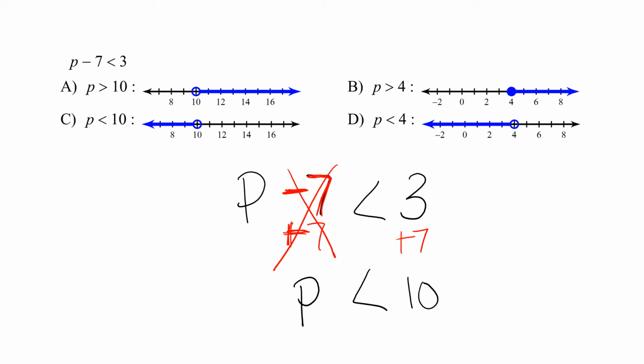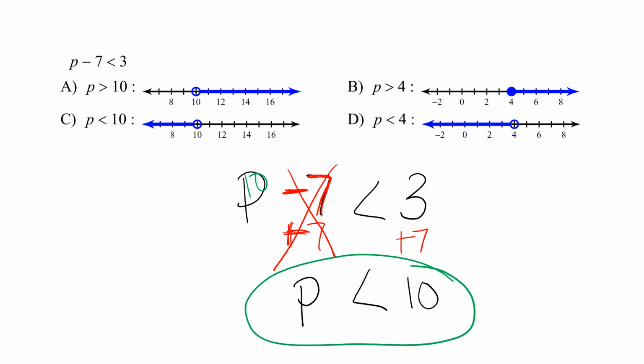So now I know what type of numbers will make this inequality true: any number that is less than 10. Now let's plug in our answer and look at why 10 won't work. 10 minus 7 is 3, that's not less than 3, so 10 won't work. Any number that's less than 10 is going to work. For example, 9. 9 minus 7 is 2, and 2 is less than 3. So our answer is p is less than 10.